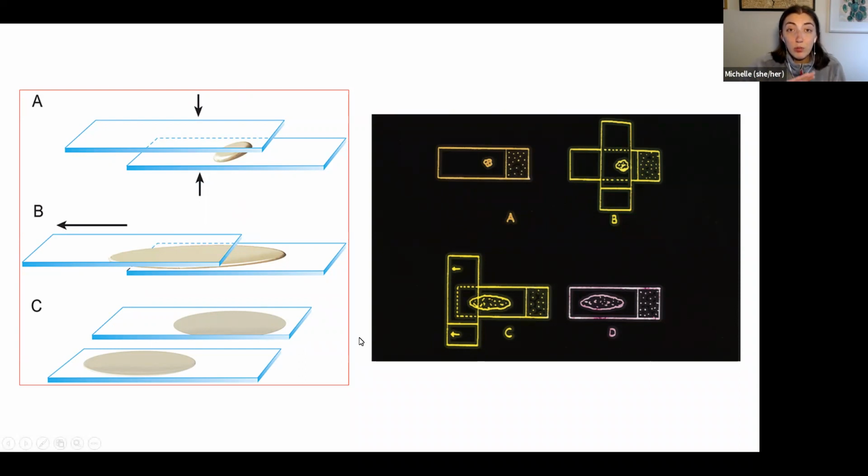The biggest thing is don't press down on that top side. Just set it there, but don't put any downward pressure, because that can break the cells.